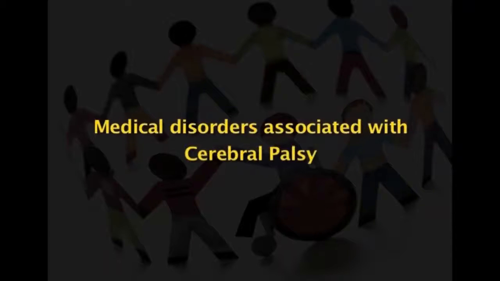So, after having understood the different types of cerebral palsy, let us now see the problems associated with cerebral palsy, the medical disorders associated with it. Mental impairment. About 1/3 of the children who have cerebral palsy have mild intellectual impairment, 1/3 are moderately or severely impaired, and the remaining third are intellectually normal.